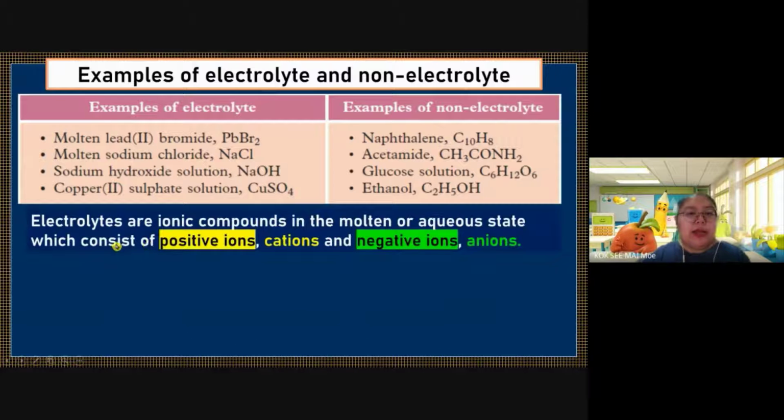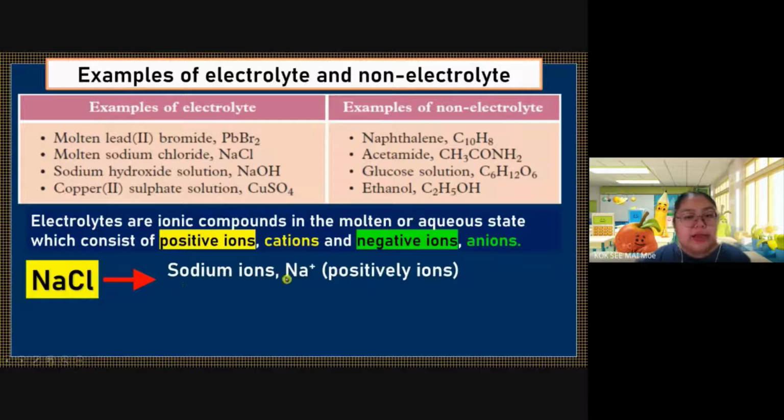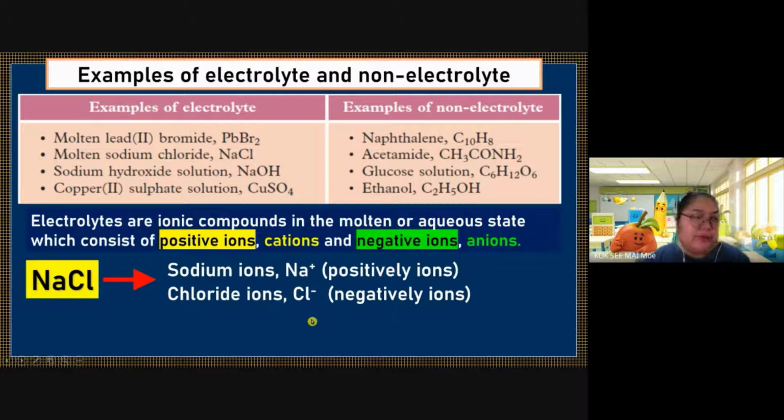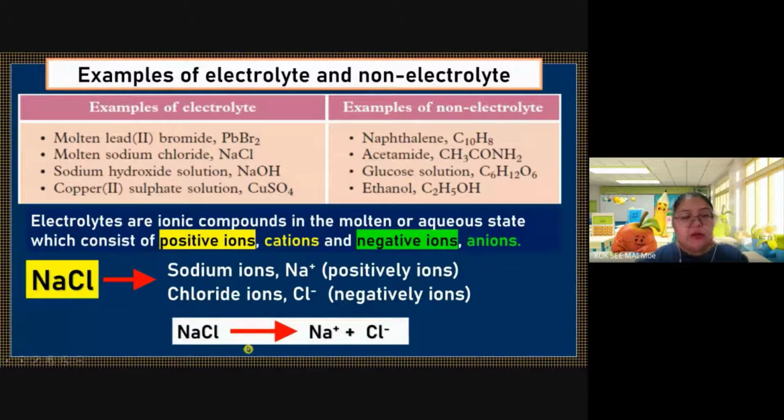So, for example, electrolytes are ionic compounds in the molten or aqueous state, which consist of positive ions, cations, and also negative ions, anions. From here we can write an example, NaCl, sodium chloride. In sodium chloride, the sodium ion is positive. Na is positive, then Cl is negative. Chloride is a negative ion. So when I write the equation, NaCl separates into Na positive plus Cl negative.